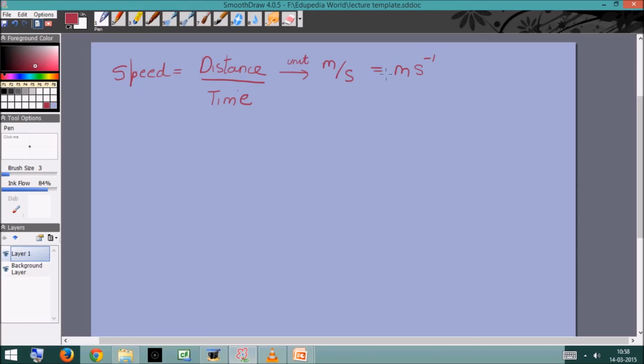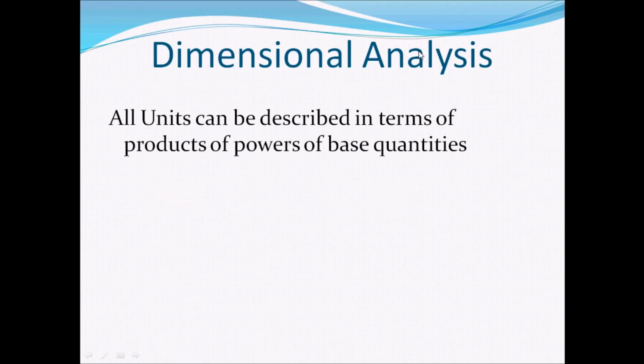So speed has no power of mass, the power of length is 1 and the power of time is minus 1 in speed. So we have decomposed speed into the base quantities. Out of all the 7 quantities, speed only uses 2 base quantities, which is length and time. The power of length is 1 and the power of time is minus 1.